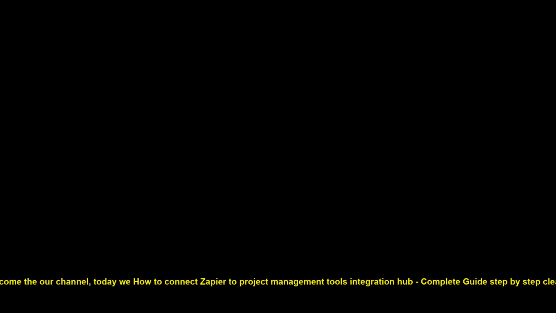To connect Zapier to your Project Management Tools Integration Hub, start by logging into your Zapier account. If you don't have an account, create one by signing up on the Zapier website. Once logged in, click on the Make a Zap button located on the dashboard. You will be directed to the Zap editor, where you'll set up your automation.